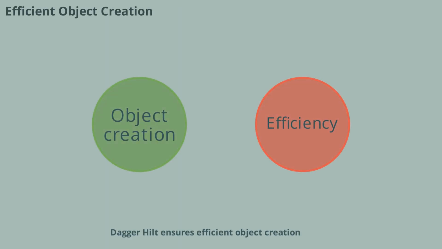Dagger Hilt ensures efficient object creation by scoping dependencies within the appropriate components. Singleton component, activity component, and fragment component allow for granular control over object lifecycles. This efficiency translates to better performance and resource management in your Android apps.